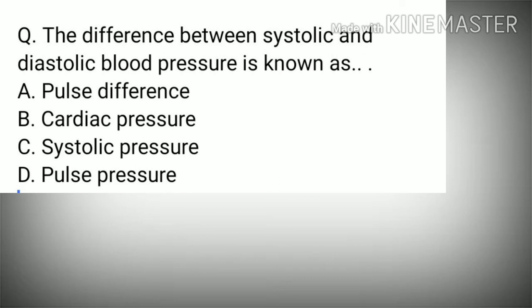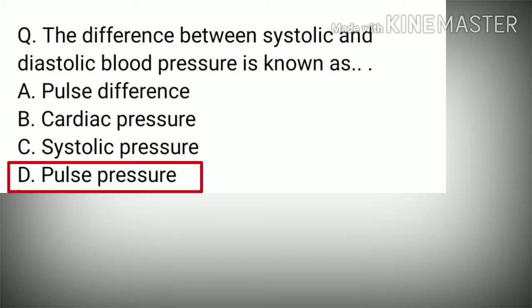The difference between systolic and diastolic blood pressure is known as A. Pulse difference, B. Cardiac pressure, C. Systolic pressure, D. Pulse pressure. And the right answer is D.